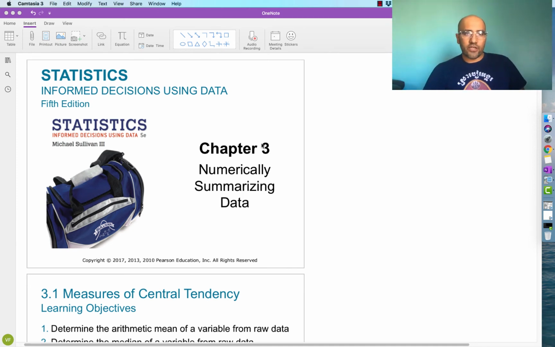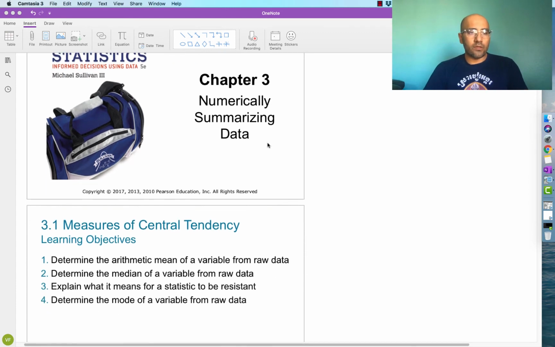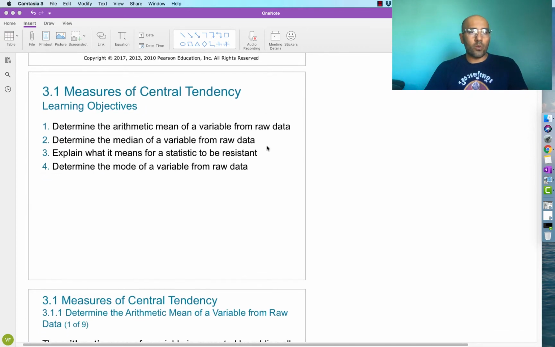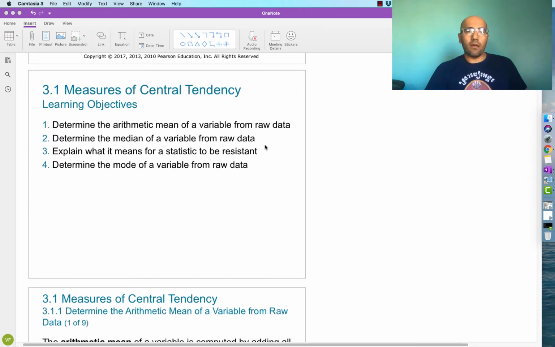All right, let's get started on chapter 3, numerically summarizing data. In section 3.1, we're going to look at measures of central tendency. We're going to look at the arithmetic mean, describe what that is. We're going to look at the median, describe what that is, the formulas for it, how to interpret it. We're also going to look at the mode and define resistance and what that means in general.